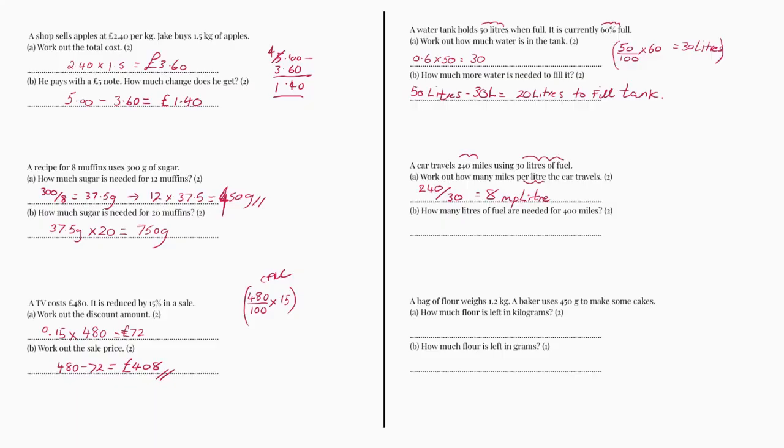Then it asks us how many litres of fuel are needed for 400 miles. Well, we're going to do 400 divided by 8, because that's per litre. We want how many litres, and the answer is 50 litres. So once again, nice and straightforward for 4 marks.